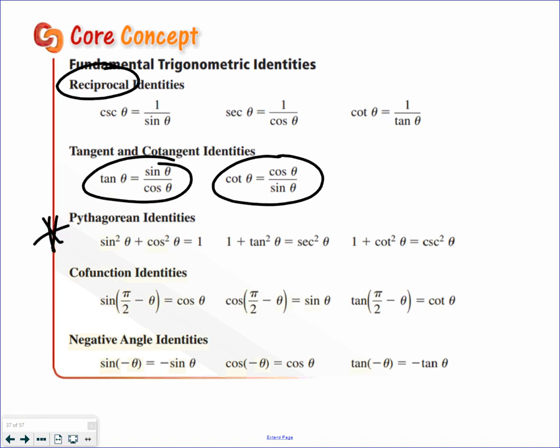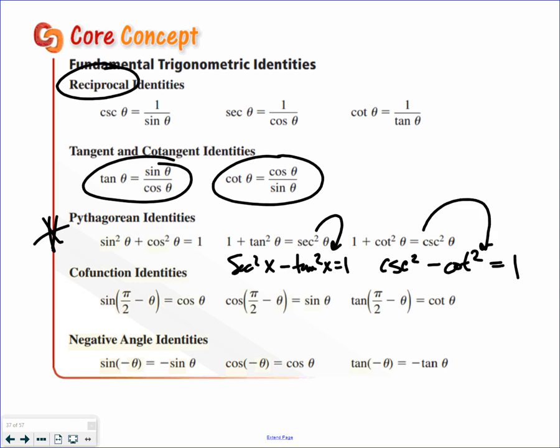Now for what's known as the Pythagorean identities. Sine squared plus cosine squared equals 1. 1 plus tangent squared equals secant squared, and 1 plus cotangent squared equals cosecant squared. Now, you can manipulate this too. So if I wanted to change this, I usually do it the other way around: secant squared minus tangent squared would equal 1, or cosecant squared minus cotangent squared would equal 1. So again, you can take this and manipulate it any which way that you want, but those are what's known as the Pythagorean identities.